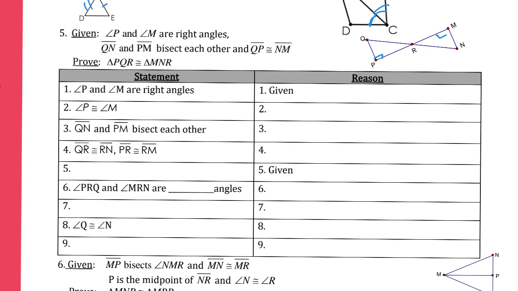Okay, so those are going to be right angles, and P and M are congruent. And it says right angles congruence theorem.